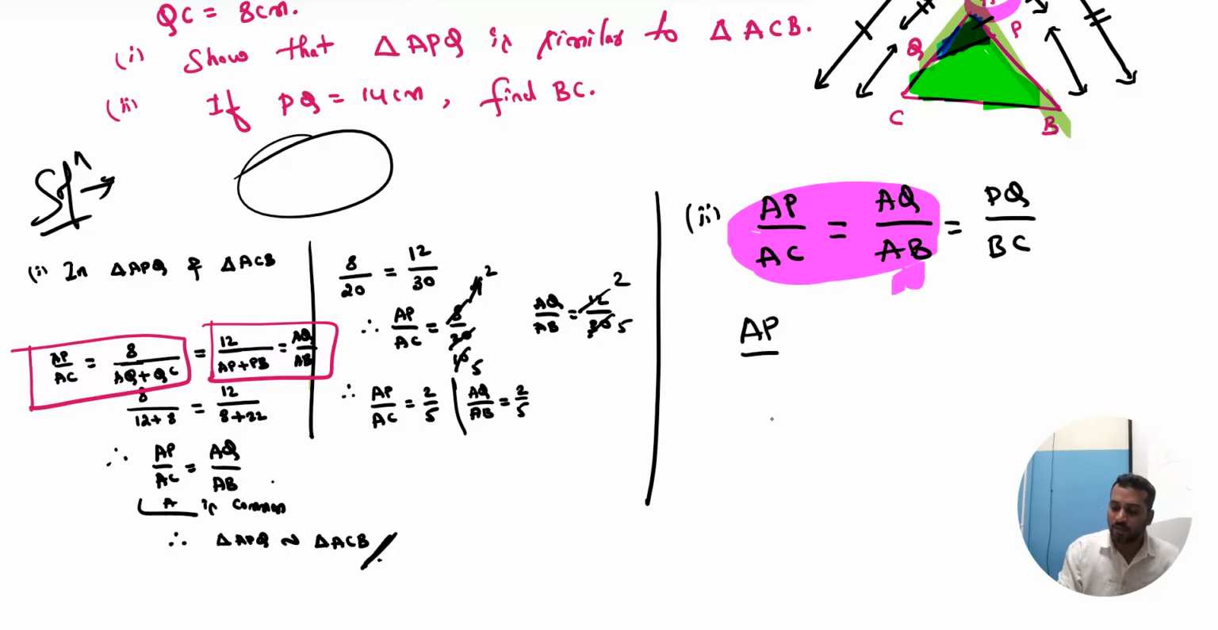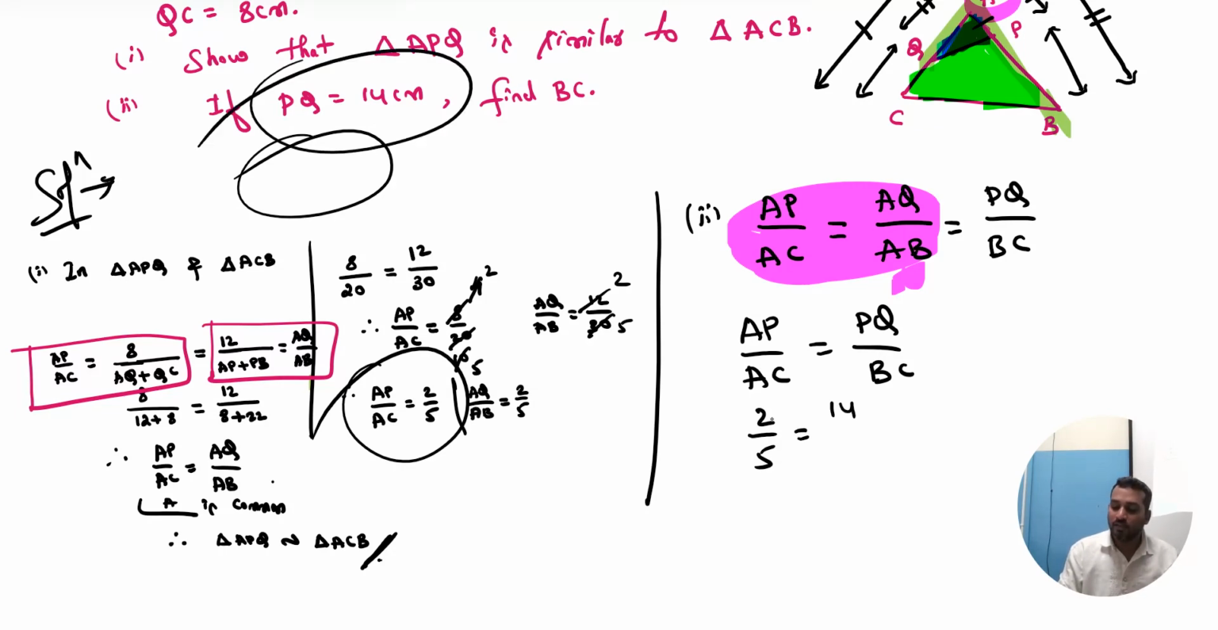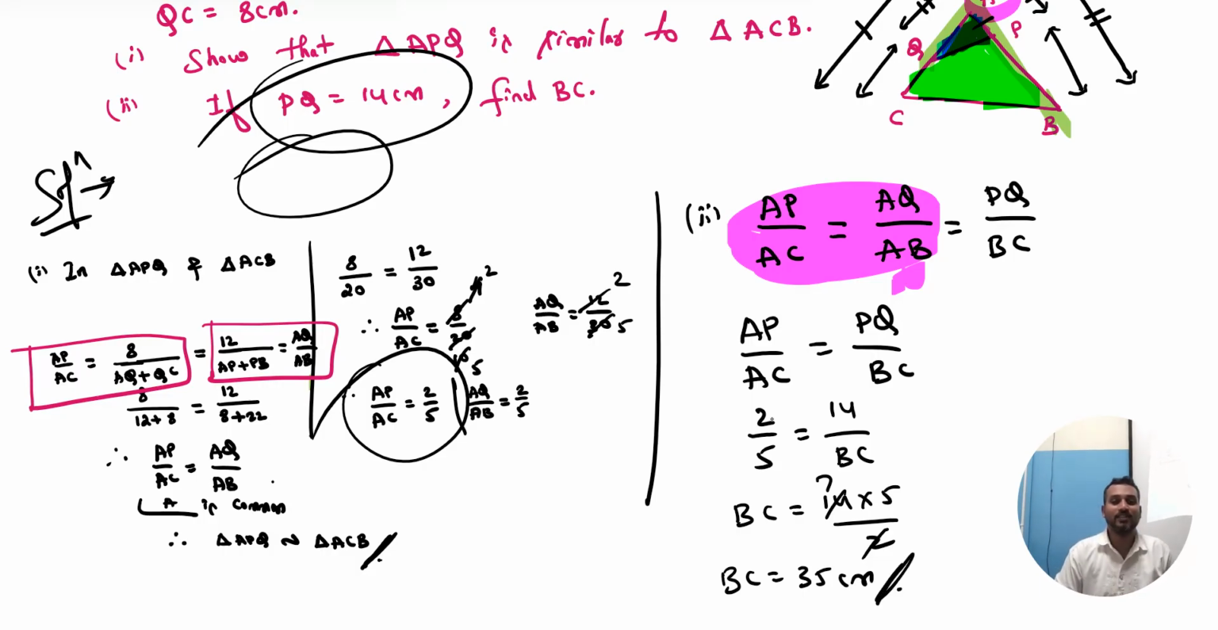I will take AP by AC only. No worries. Take AP by AC is equal to PQ by BC. Can we say? Now what is AP by AC? Here 2 by 5. How much is PQ? 14 by BC. Can we cross multiply now? BC is equal to 14 into 5 by 2. Cross multiply them. 2 ones are 2, 2 sevens are 14. Therefore, the value of BC is 7 fives are 35 centimeters.